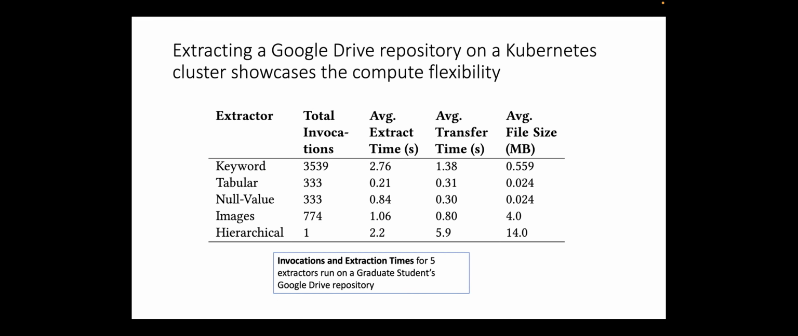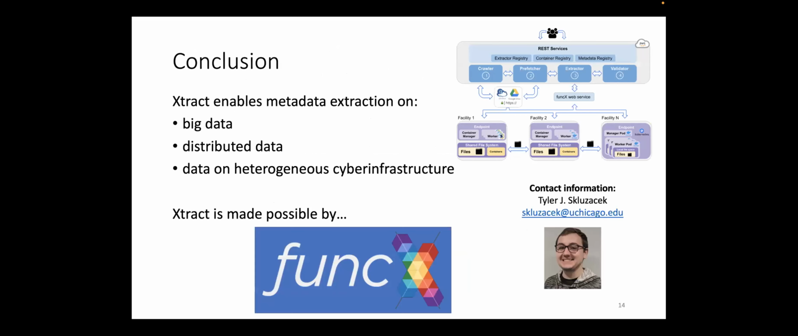It's like Kubernetes magic. And so in conclusion, Extract enables metadata extraction on big data, distributed data, heterogeneous cyberinfrastructure, and all of the challenges therein. It's pretty much abstracted away. And Extract overall is made possible by FuncX. Any questions?